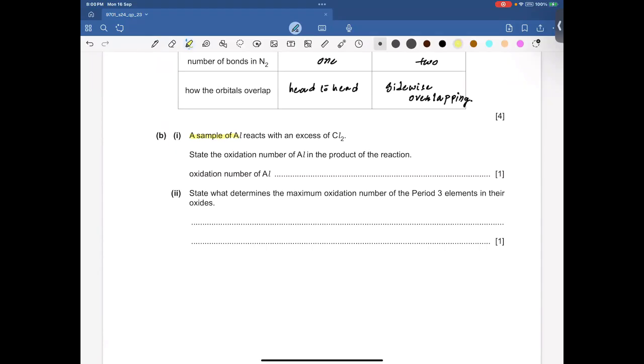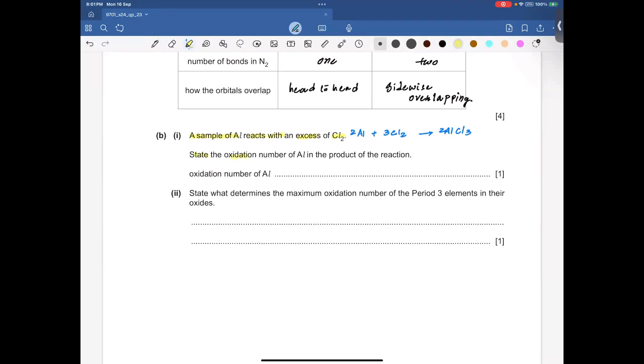A sample of aluminum reacts with an excess of chlorine. Okay, if that's the case, we need to make the equation first. Aluminum is reacting with chlorine, converting into AlCl3. Let me put 3 here, 2 here, and 2 here. That's the equation.